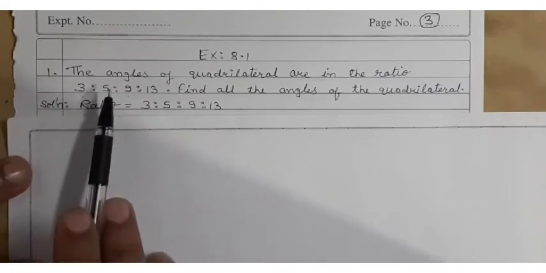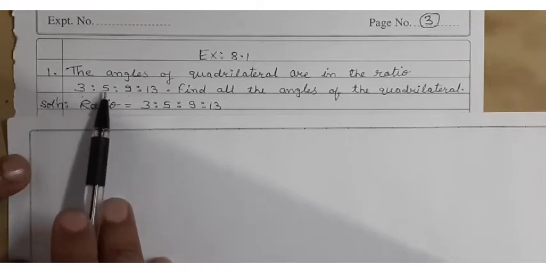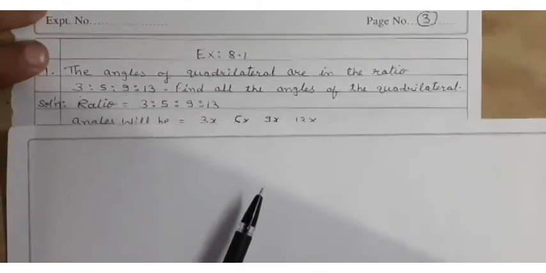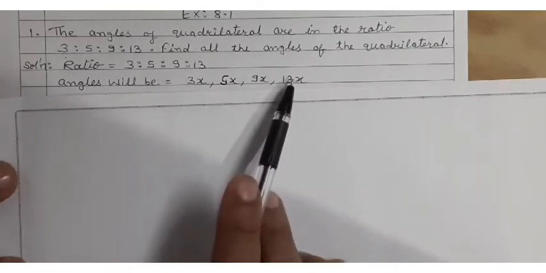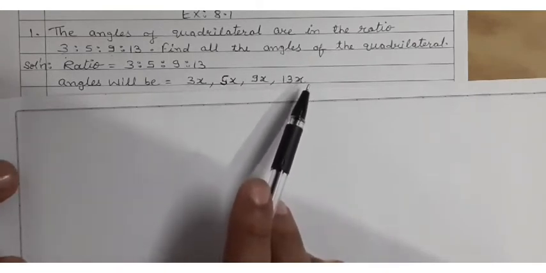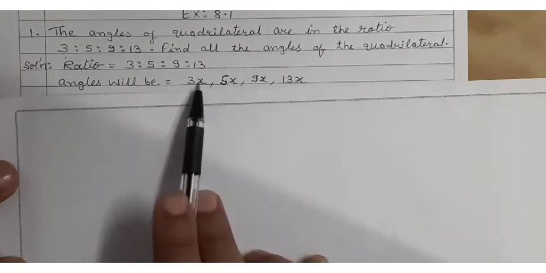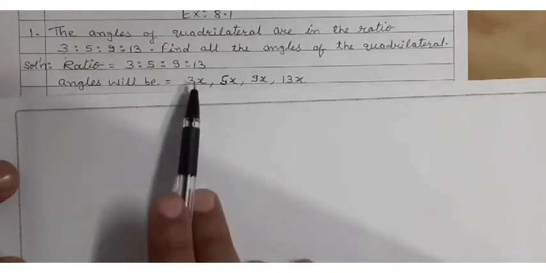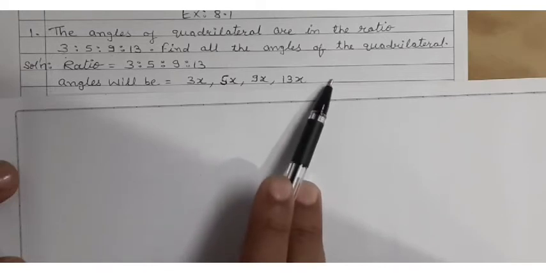For getting the angles, you take one constant value, that is x. Then the angles will be 3x, 5x, 9x and 13x. Okay, then all four angles we got. And what do we know about the angle sum property? Angle sum property says that the sum of all these four angles should be 360 degrees. It means 3x plus 5x plus 9x plus 13x should be 360 degrees.